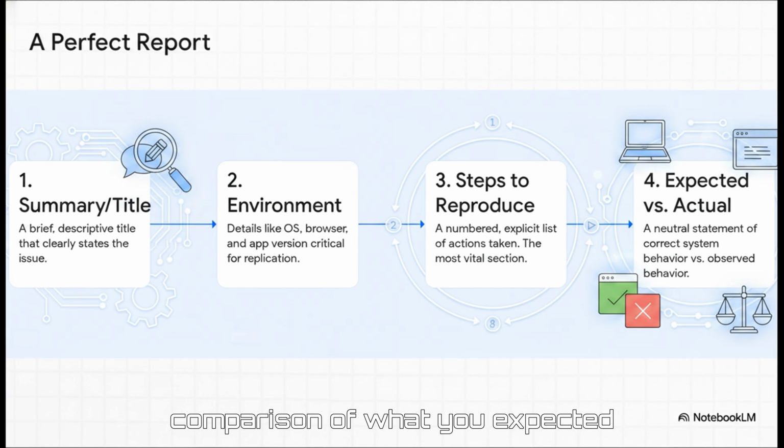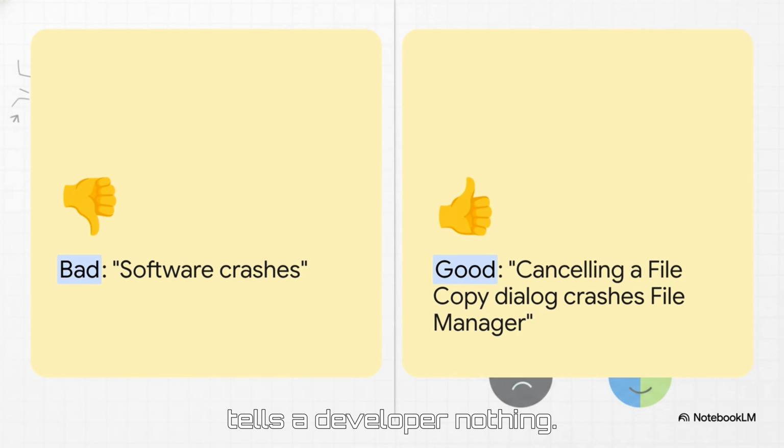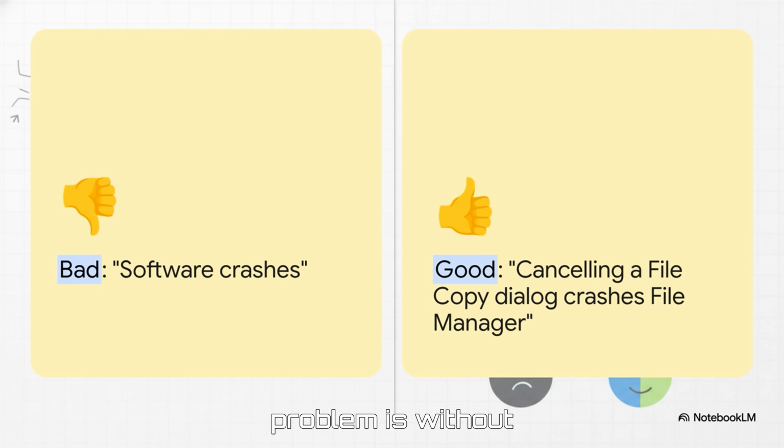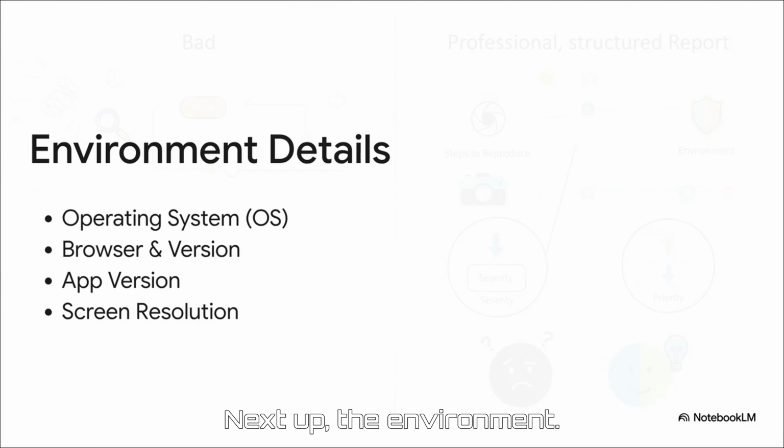Look at this. The difference is night and day. Software crashes tells a developer nothing. It's useless. But a good title like this one tells a whole story. It explains the what and the where. It's so specific that a developer can scan their to-do list and know exactly what the problem is without even opening the ticket.